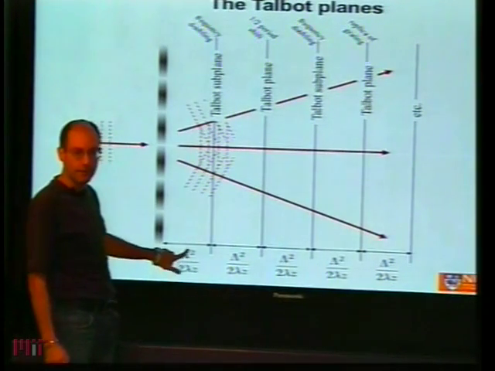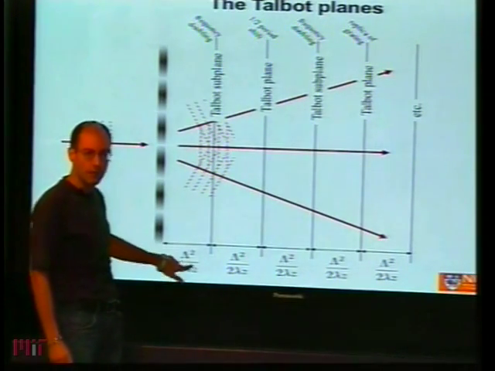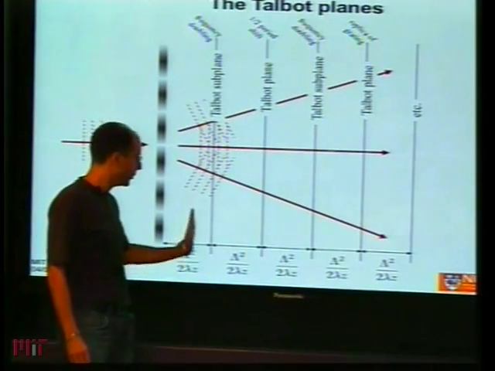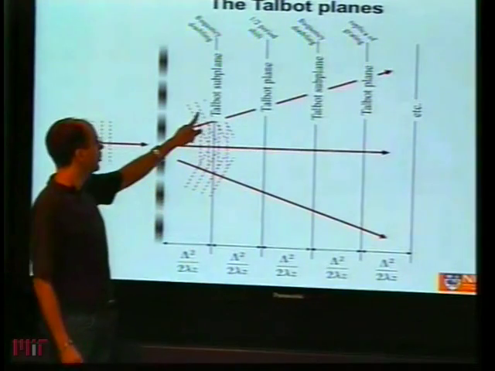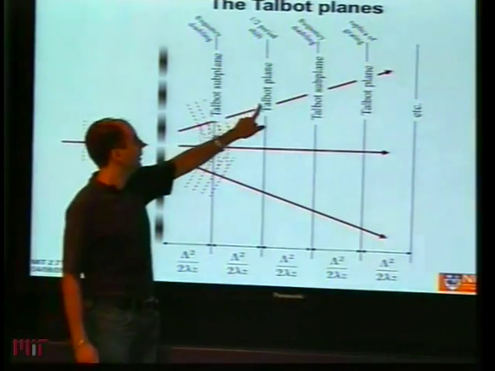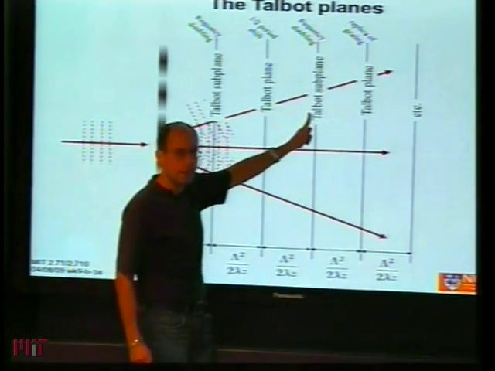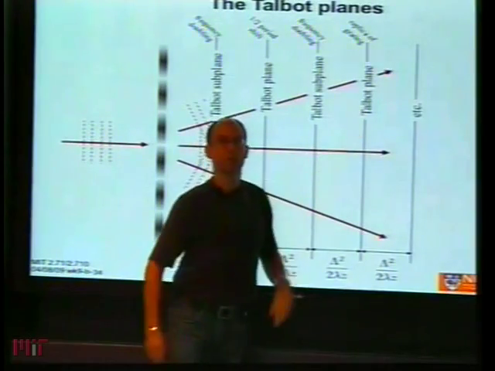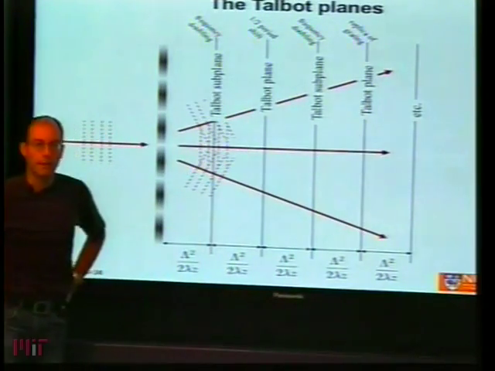Jesus, these are flipped here. This would have been lambda, 2 lambda z over lambda square, 2 lambda z over lambda square. So basically every time you propagate by this quantity, you go from a Talbot subplane where you have a second harmonic to a half period shift to another second harmonic to a replica, and then it repeats. So these are the Talbot planes.